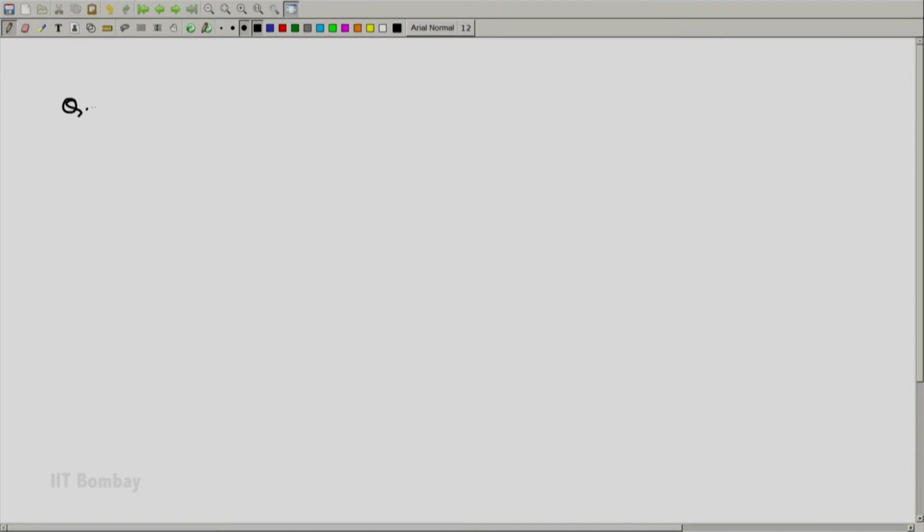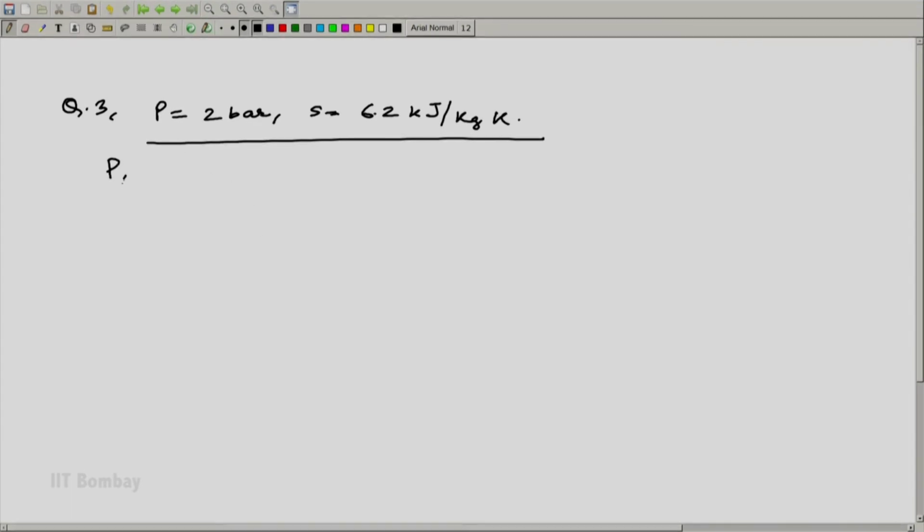So question number 3 is P is equal to 2 bar, S is equal to 6.2 kilojoule per kg Kelvin. Now we do not have P and T as normally what we would like to have. This is not there. What we have is S. So what I would do, I will go to P is equal to 2 bar and find out the corresponding entropy value, which is in terms of SF and SG. Alright, saturated liquid line, saturated vapor line, and then we will compare the given S value with SF and SG.